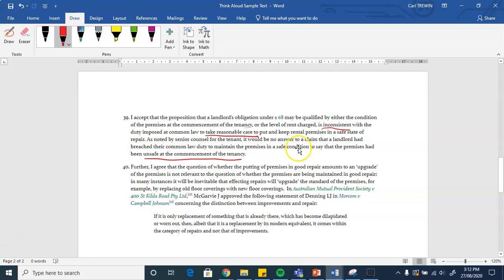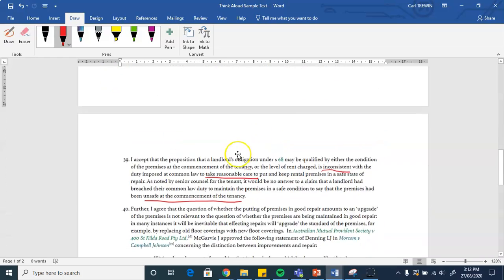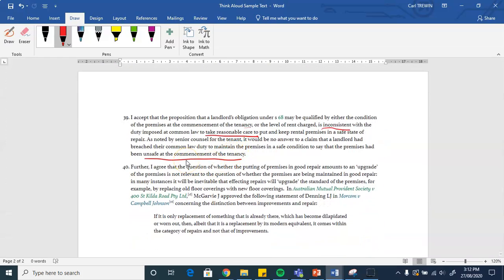So here I can see the judge working from this persuasive precedent through to applying it to the current situation, using the common law principle that we need to take reasonable care to put and keep rental premises in a safe state, therefore finding in favour of the plaintiff in this instance, and generating a legal principle that regardless of the condition at the beginning of the tenancy, the landlord has an obligation to take reasonable care to repair the property.